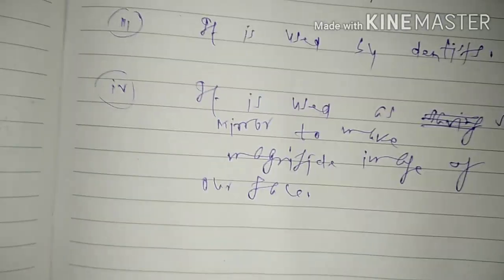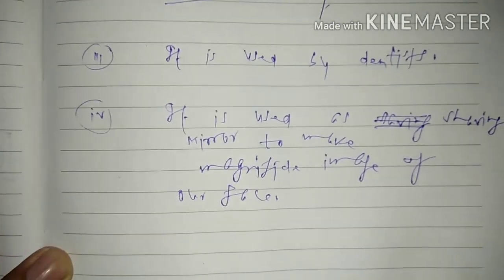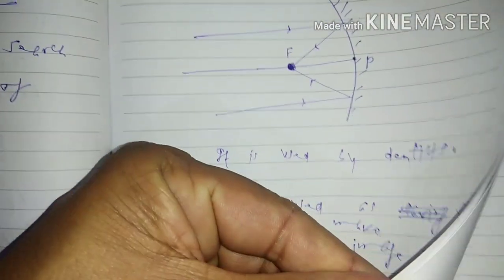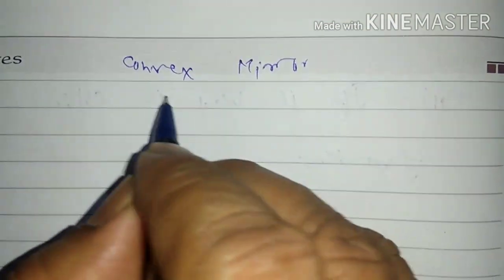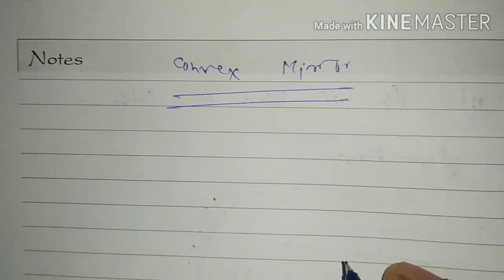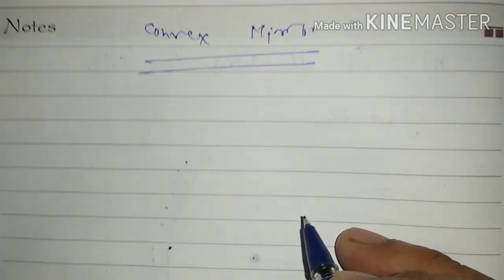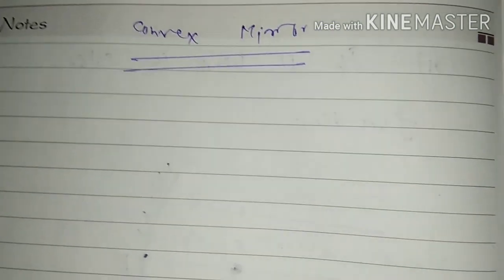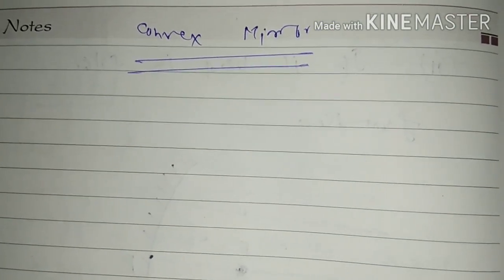Now the next topic is the image formation by convex mirror. So now we shall see how image is formed with the help of convex mirror. Like concave mirrors, there are not 6 cases for convex. In convex mirror, we have only 2 cases.